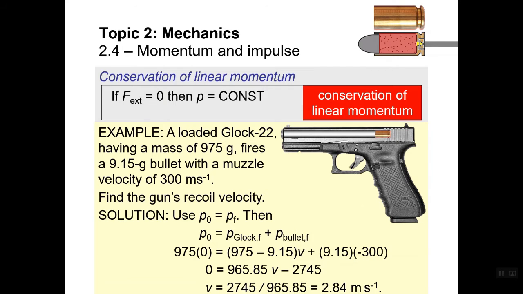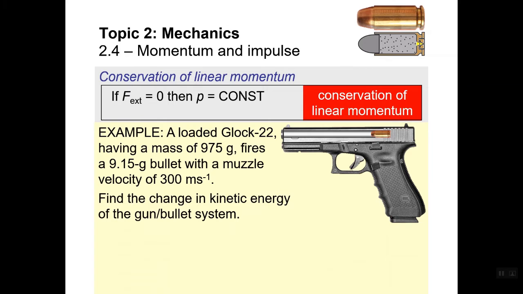2745. The final velocity of the Glock is 2.84 meters per second in the positive x direction. So the bullet is traveling in the negative x direction, then the gun's recoil velocity is in the positive x direction, which means it is like being reflected backward. Find the change in kinetic energy of the gun-bullet system.